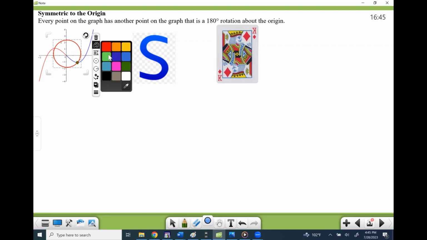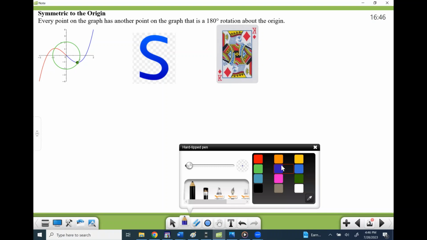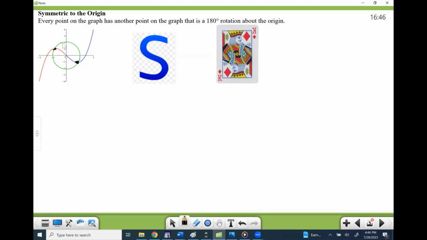Let's change the color of this to a greenish color. If you look, I really need to get that centered about the origin. There we go. So a 180-degree rotation is half of a circle. And maybe you can see that from here to here, that really is going to be exactly half of the circle that we rotated.